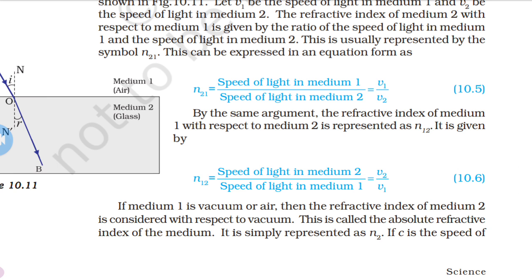Now, the question: explain the term absolute refractive index. The refractive index of a medium with respect to the vacuum is called the absolute refractive index of the medium. Again I repeat, the refractive index of a medium with respect to the vacuum is called the absolute refractive index. It is the ratio of the speed of light in vacuum c to the speed of light in the medium v, and denoted by eta m.